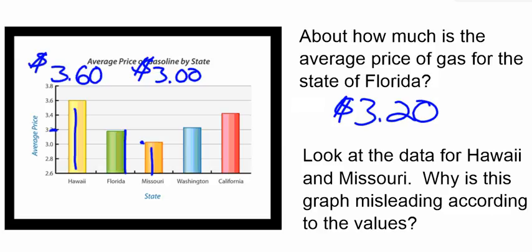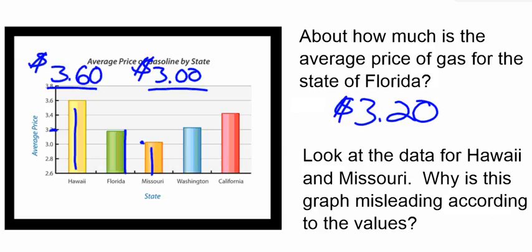So we have this idea, right? But as you look at our values, 60 cents more. Is 60 cents more really half the size? All right, so this graph is a little bit misleading because it looks like Missouri's gas is way, way, way cheaper than Hawaii's, half the cost, but really it's only 60 cents. And that's why we would say this graph is a little bit misleading.